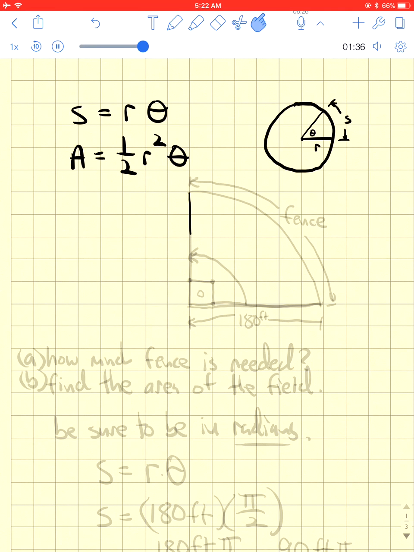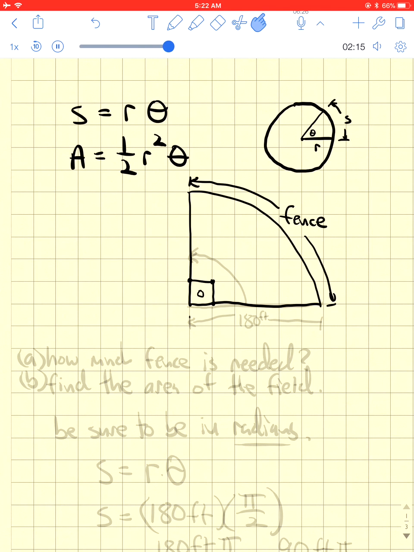So if we have a baseball diamond, and the outfield needs to be fenced, we'll say this distance out here is the fence that we need to calculate. And inside of here, we have the baseball diamond. This is second base. This is third. This is first. The pitching mound is there.